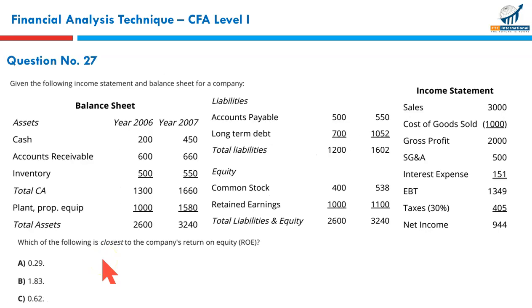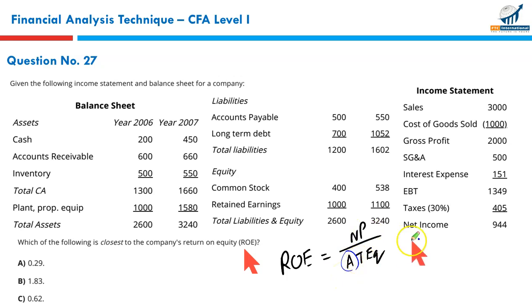B it is. Again, a bigger question. Look at the requirement that is needed. Which of the following is closest to the company's return on equity? When you say return on equity, it is equal to your net profit divided by average total equity. The question that you should be asking me is, why average? Why net profit straight away, and why do we need to take average?